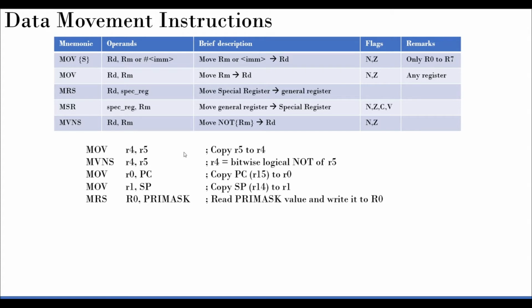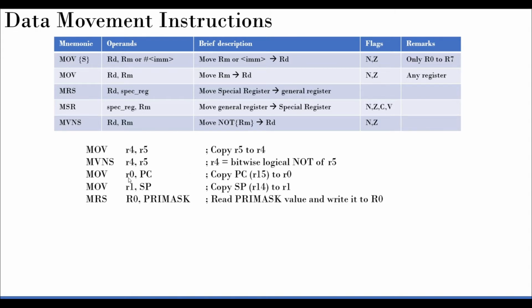So this just means copy the content of R5 to R4. R5 will keep the content, but R4 will be overwritten with the content of R5. MVNS R4 R5 means R5 will be moved to R4, not straightforward. You NOT the content of R5, basically invert the contents of R5 and move that to R4. That's what it means: the bitwise logical NOT of R5 will be moved to R4.